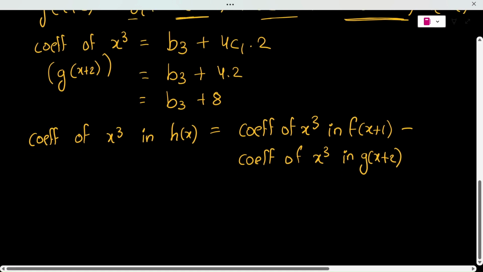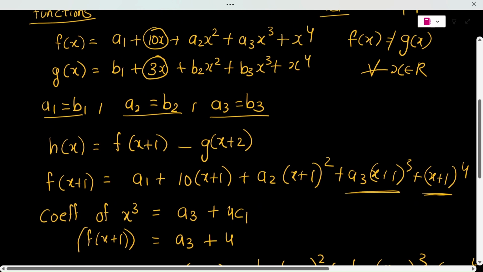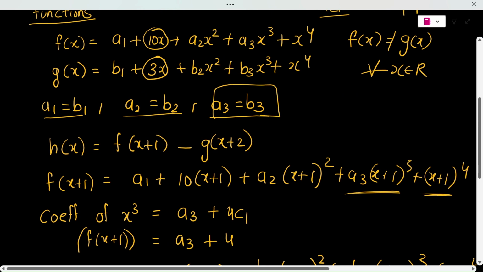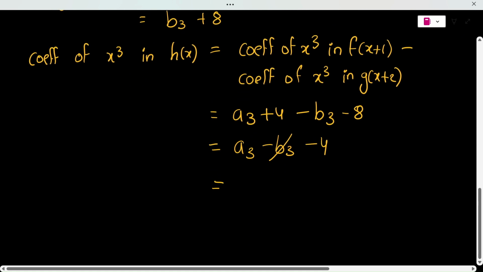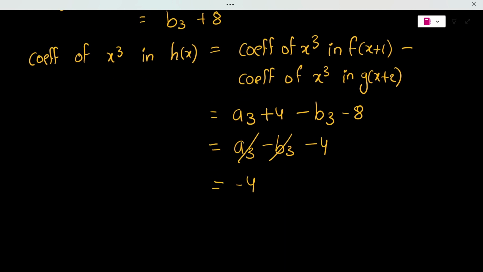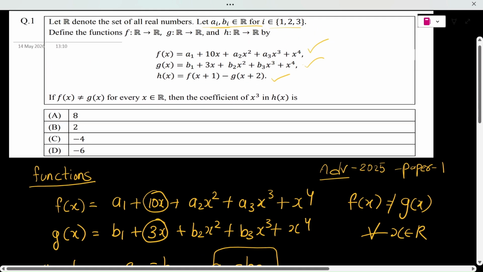So the coefficient of x cube is this one, a3 plus 4. This one is minus b3 minus 8. So this is a3 minus b3 minus 4. Already we have the relation a3 is equal to b3, so this and this get cancelled. So minus 4. The coefficient of x cube in h of x is minus 4.